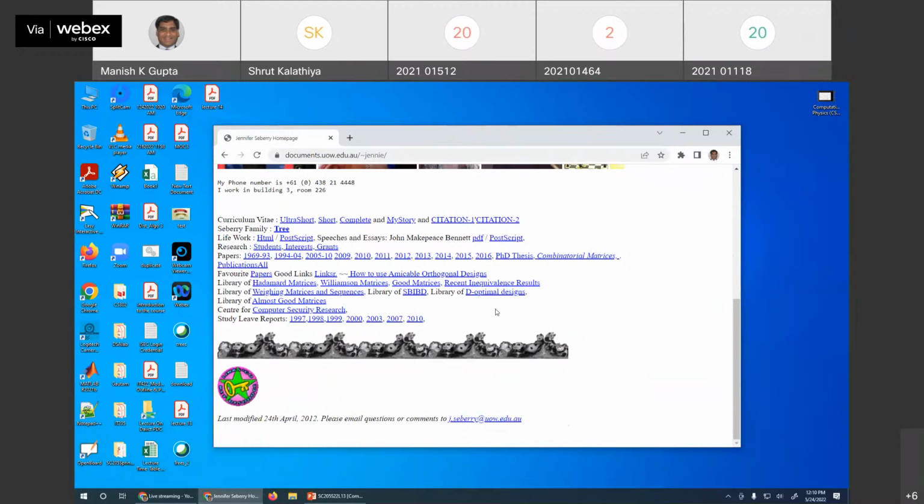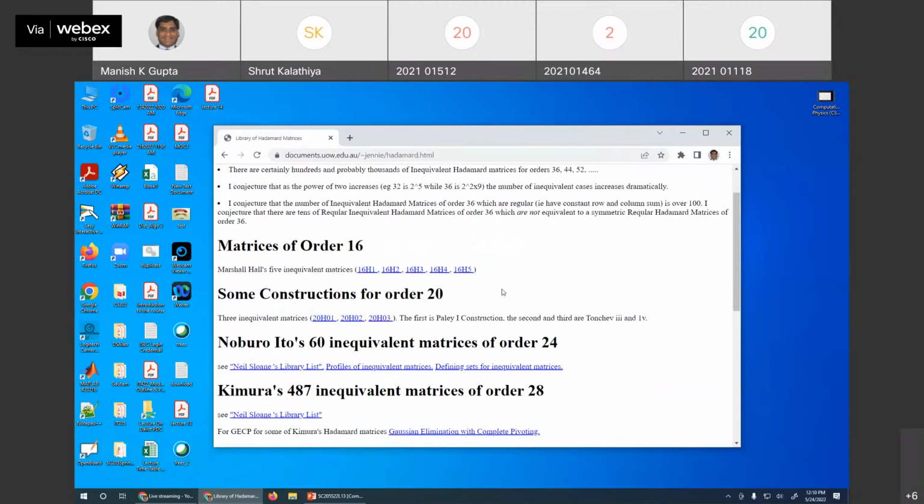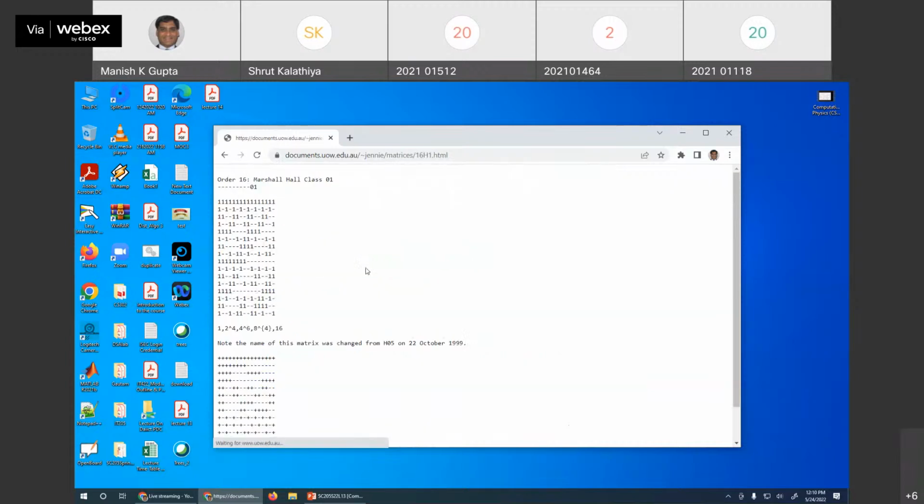If you see her home page, can you see matrices somewhere? Yeah. These are matrices, you see. Hadamard matrices of certain size. Another Hadamard matrix. So plus or minus, the dash means minus one. So plus one and minus one, right?